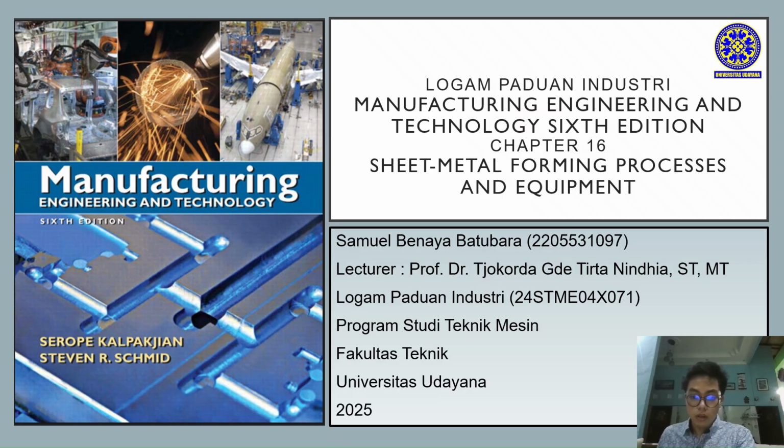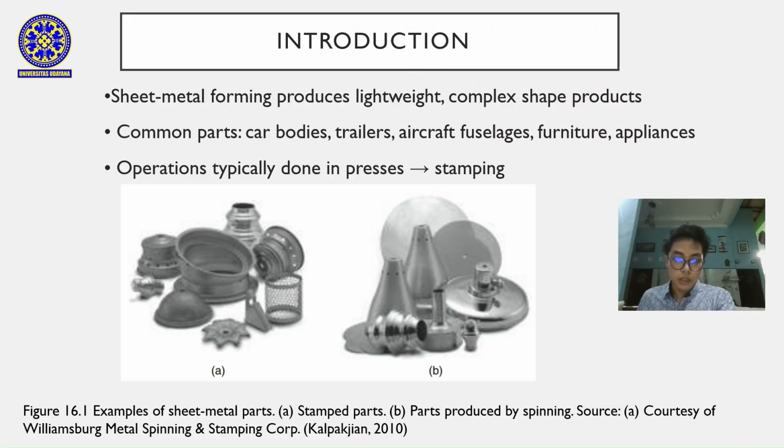In this video, I will explain about chapter 16 of the book Manufacturing, Engineering and Technology, 6th edition, Sheet Metal Forming Process and Equipment. Sheet metal forming enables the production of light, stiff, and geometrically complex structures such as automotive panels, aircraft skins, cabinetry, and various consumer products. Most shaping is done using press and hard tooling, with stamping being the dominant industrial term for this operation.